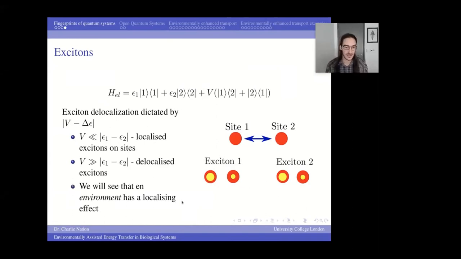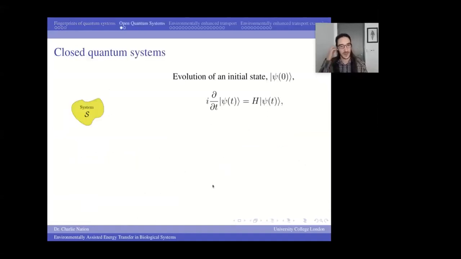And what we'll see is that the environment actually has a localizing effect on excitations, which is another aspect where the environment acts to influence the system towards a classical sort of description, typically. So I must stress that that's a typical environment.